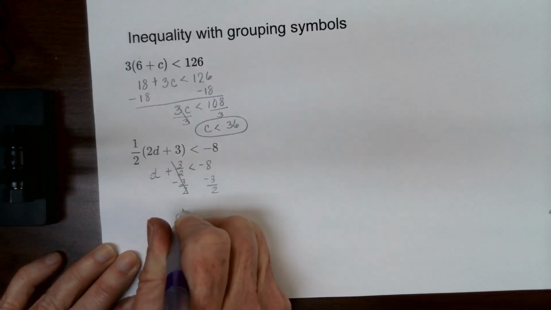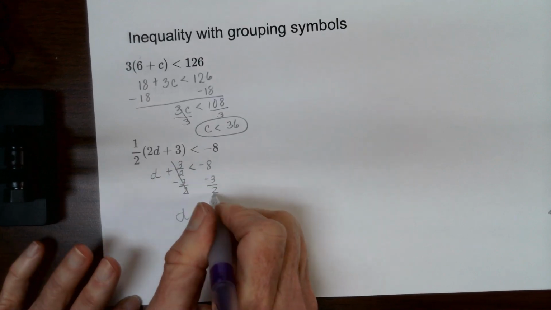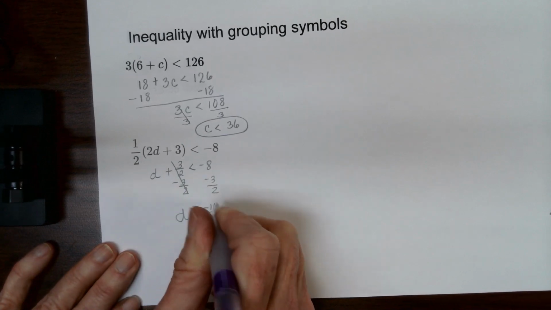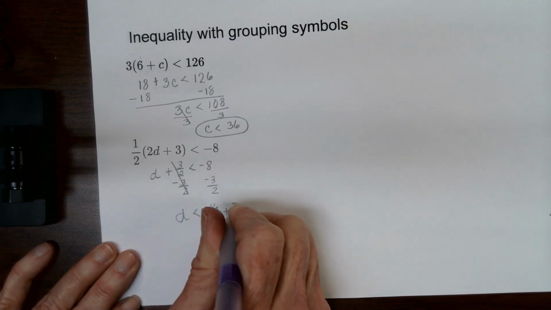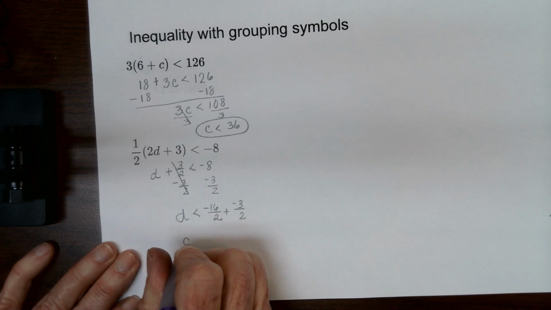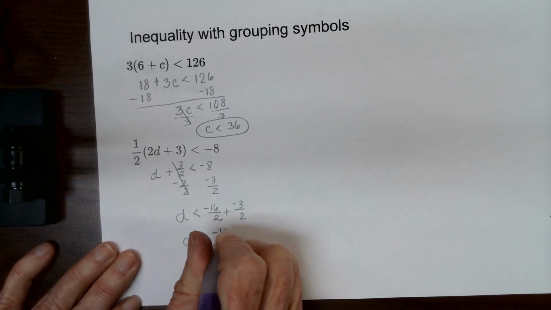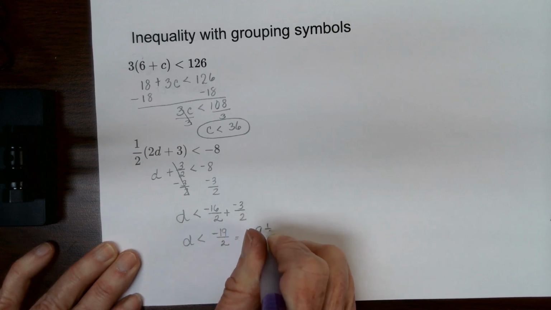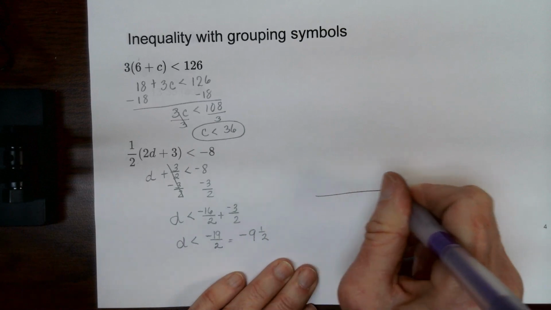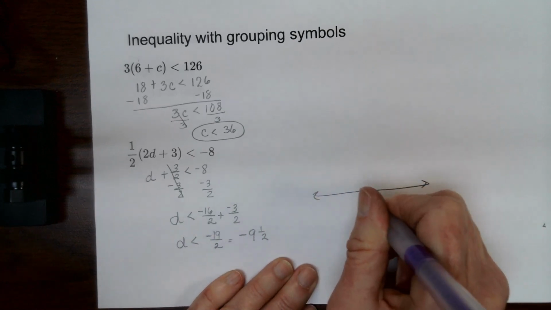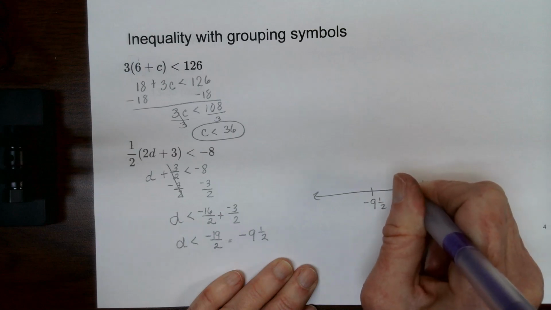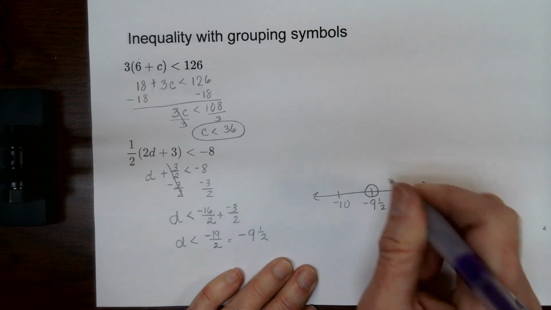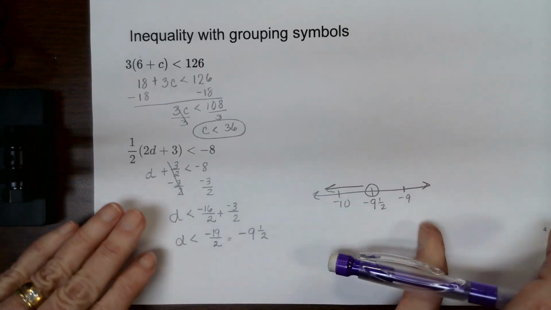So I get d is less than, now common denominator here would be 2, so the negative 8 becomes negative 16 over 2. That's what's equal to negative 8. Plus a negative 3 over 2. So I have d is less than negative 19 over 2, which is negative 9 1/2. Okay, so if you were to graph this one, negative 9 1/2 is halfway between negative 9 and negative 10. So I would have an open circle and it would shade that way.